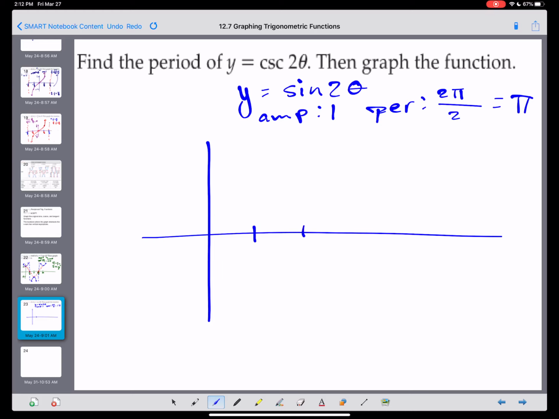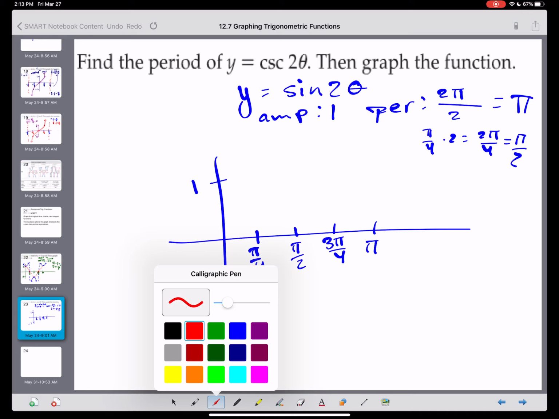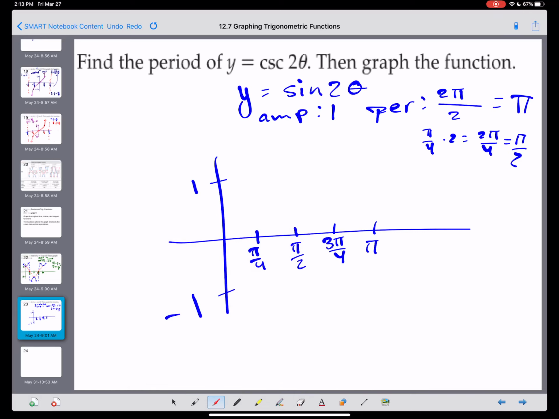Break your graph into fourths, and you're really graphing sine, right? Cosecant is really sine, so you want to just graph sine out. So 1, 2, 3, 4. 1, negative 1. Throw down pi at the end. And by now, you guys should be better at this. Pi over 4 here. Times it by 2 to get 2 pi over 4, which is pi over 2, and then 3 pi over 4. That one's pretty simple. And remember, I want to graph out sine. So middle, high, middle, low, middle.